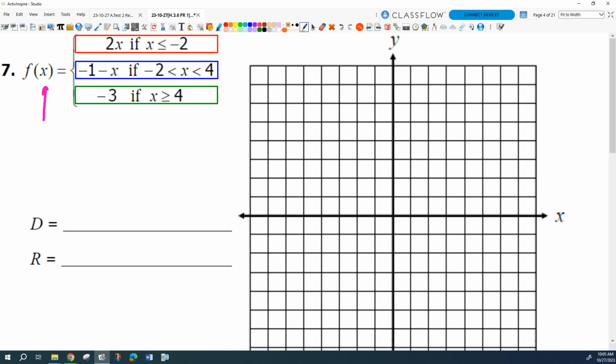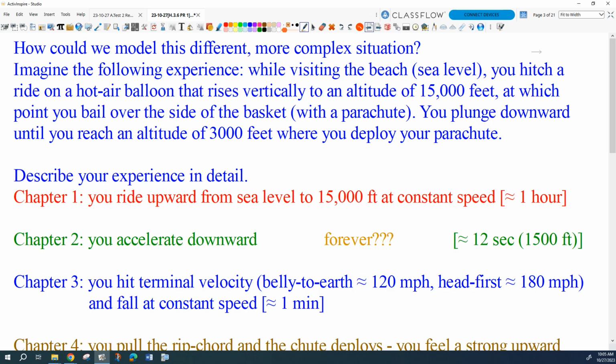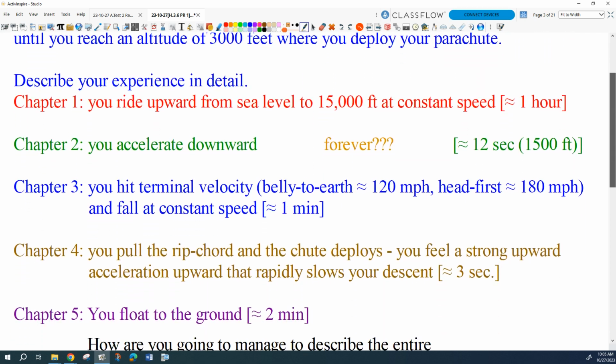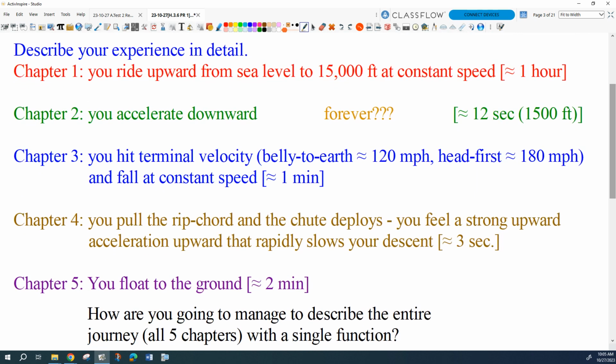Our output variable is y. Remember, f of x is just a fancy name for y. I'm sure you've heard that before. For our previous example with the parachute, what do you think our input variable is going to be? What's determining when we change from one chapter to the next? It could maybe be height. That's one way we could do it. What's another way? Time. Yeah, we could do time, right?